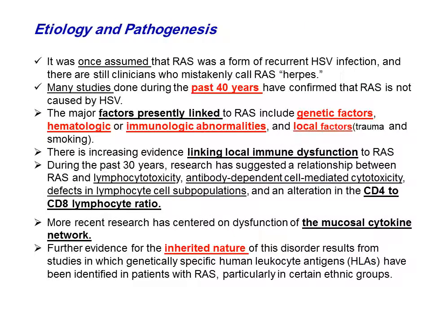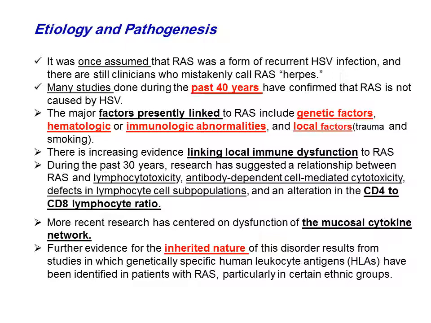So, what is the etiology and pathogenesis of recurrent aphthous stomatitis? Previously, many clinicians mistakenly called recurrent aphthous stomatitis a herpes. There are many major factors linked to recurrent aphthous stomatitis. These may include genetic factors, hematological and immunological abnormalities, and maybe local factors such as trauma and smoking. Also, evidence increased the association between local immune deficiency and recurrent aphthous stomatitis.